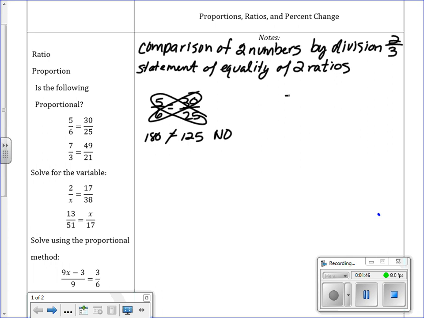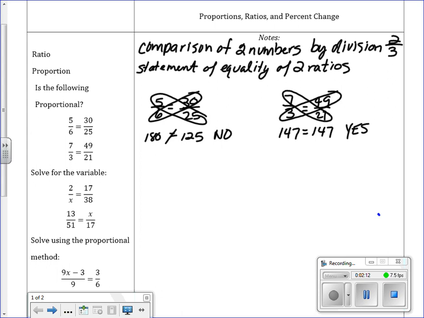Next I have 7/3 and 49/21. And we would cross multiply, and 49 times 3 is going to be 147. And 7 times 21 is 147. And since these two values are equal, we would say yes.